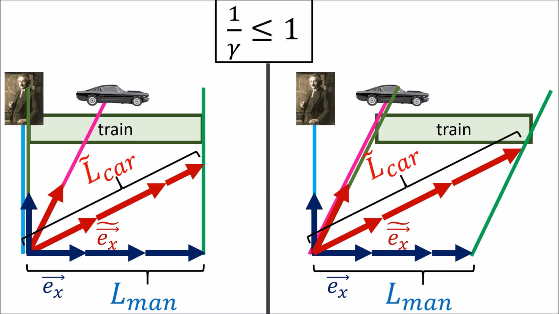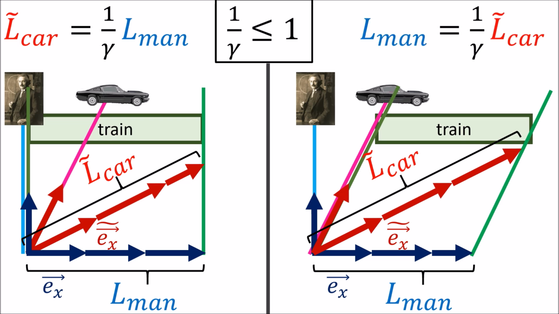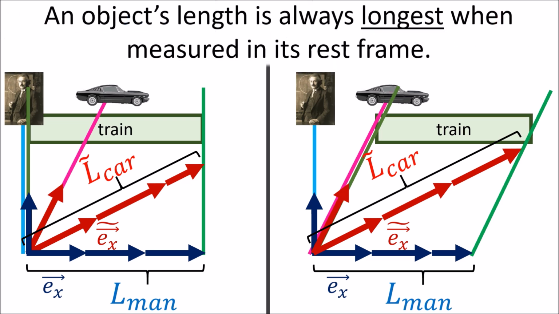So when Einstein's train appears shorter to the car, and the car's train appears shorter to Einstein, there is no contradiction between these two statements. An object is always longest when measured in its rest frame, and it appears shorter to reference frames that are moving with respect to it.